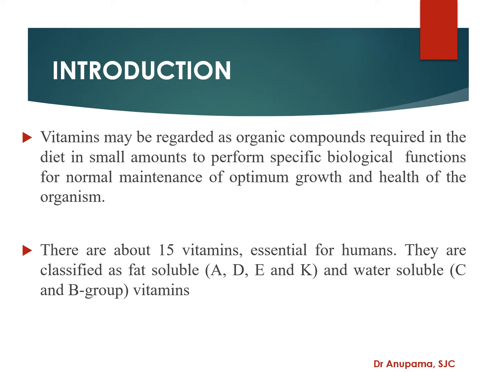What are vitamins? Vitamins may be regarded as organic compounds required in the diet in small amounts to perform specific biological functions for normal maintenance of optimum growth and health of the organism. There are about 15 vitamins essential for humans. These are classified as fat-soluble vitamins and water-soluble vitamins. Fat-soluble vitamins include A, D, E, K, while water-soluble vitamins include C vitamin and B group of vitamins.